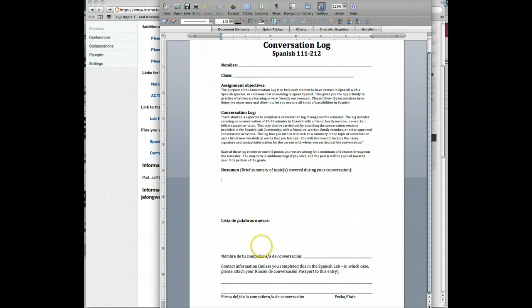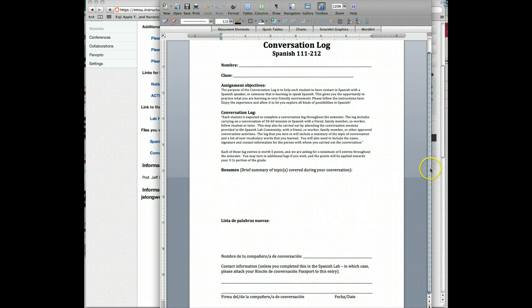Okay? Now, at the end, you'll put the name of the person who spoke with you, and then we need them to sign that as well. So as you participate with this in the conversation lab, that can be done there, okay?